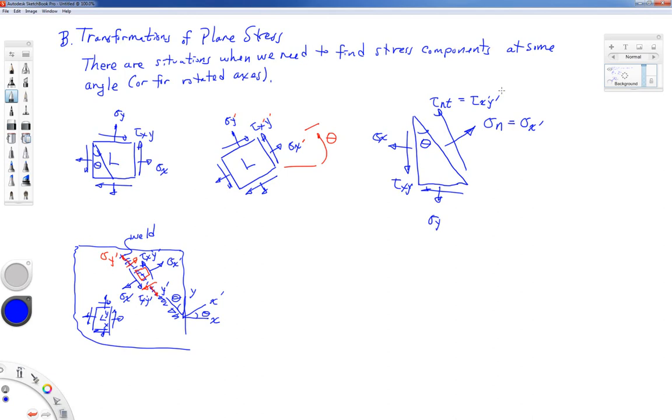All right. So what we're going to do next is go through a little bit of geometry, a little bit of algebra, and equilibrium to determine what these formulas are for the stresses sigma n and tau nt on that inclined plane. We're going to derive some equations. We're going to get a chance to use those equations for some homework, but we need to show how they come about first.